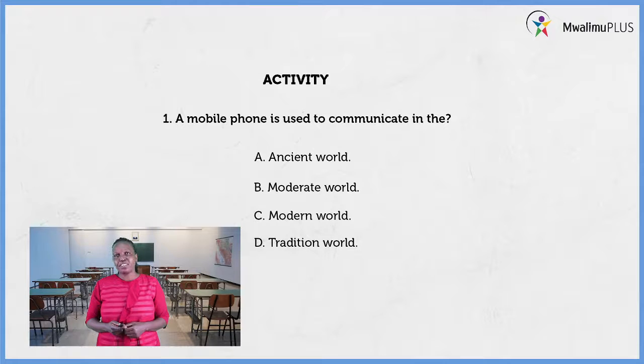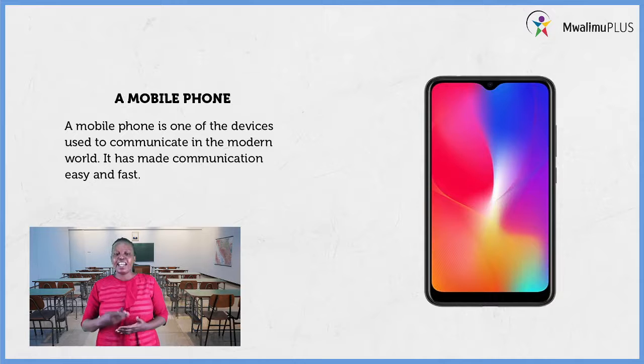A mobile phone is used to communicate in the dash. A. Ancient world. B. Moderate world. C. Modern world. And D. Traditional world. We go back to our first paragraph. We read it again and see, are we able to get the answer? A mobile phone is one of the devices used to communicate in the modern world. So a mobile phone is used to communicate in the modern world. That is where our answer is.